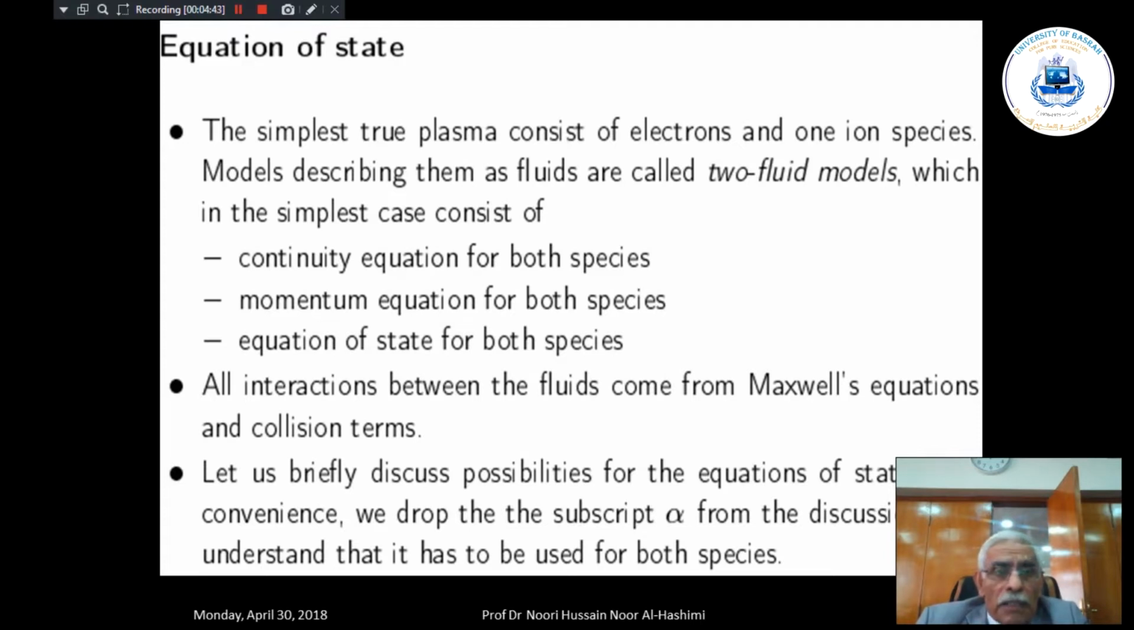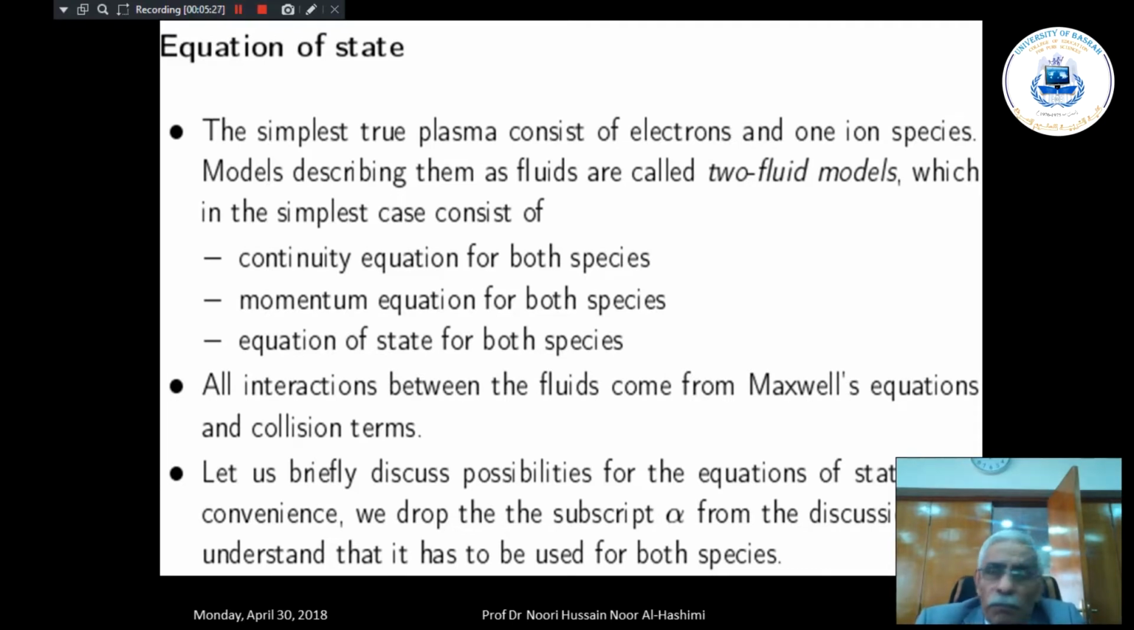The simplest plasma consists of electrons and one ion species. Models describing them as a fluid are called two fluid models. And the model that can explain this is called two fluid models.